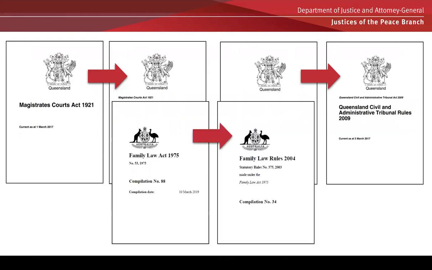An example for federal legislation is now on your screen. So the Family Law Act 1975, in that the Family Law Rules 2004 govern how any affidavit must be submitted to a federal court when dealing with a family law matter.